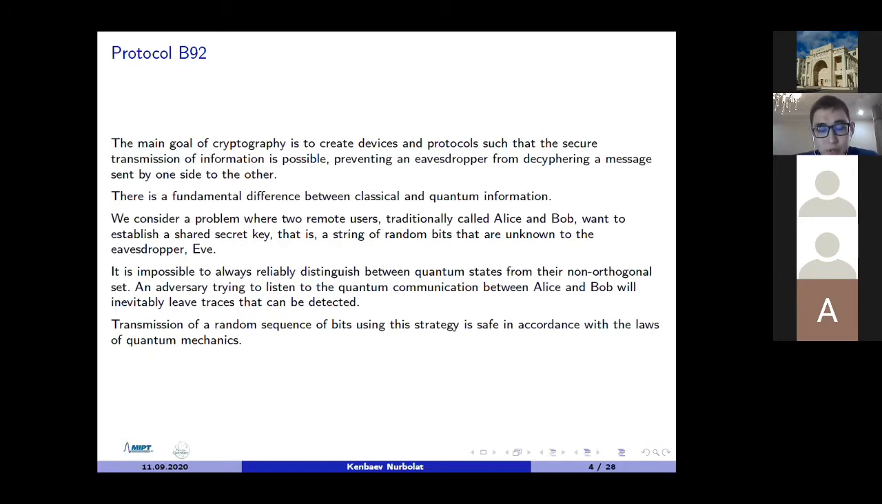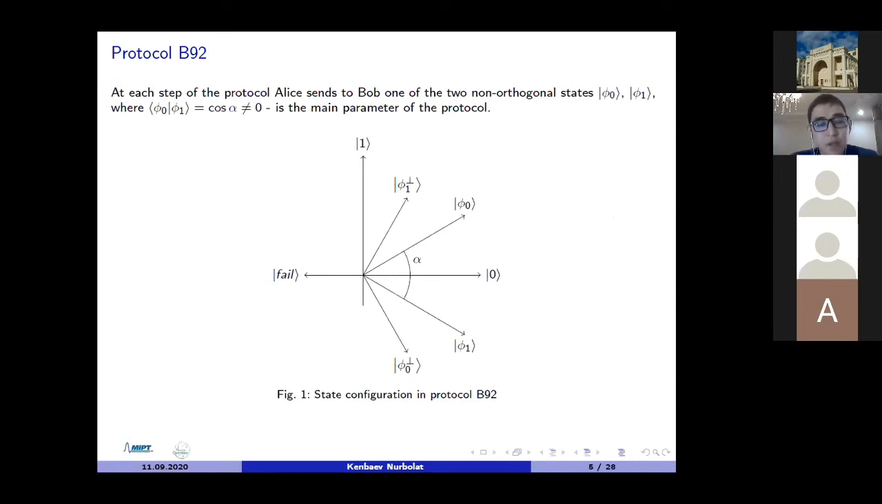But in quantum physics, we can use non-orthogonal quantum states, and no eavesdropper can tamper with this task without being detected by legitimate users, because it's impossible to always reliably distinguish between quantum states. Moreover, it is impossible to clone non-orthogonal states in order to gather more complete statistics of the measurement results. In this way, this strategy is safe according to the laws of quantum mechanics. Let me move on directly to the protocol B92. At each step of the protocol, Alice sends to Bob one of the two non-orthogonal states, phi0 and phi1. And the scalar product, cosine alpha, is the main parameter of the protocol.